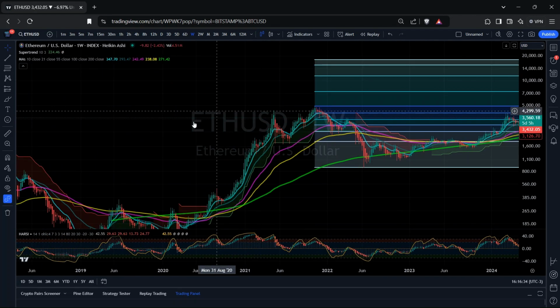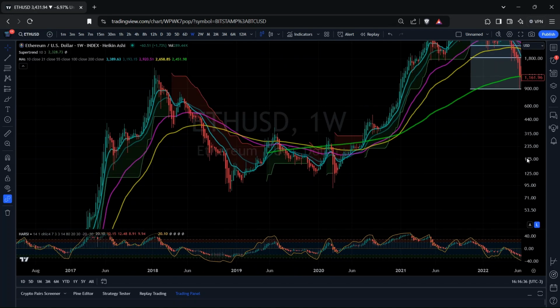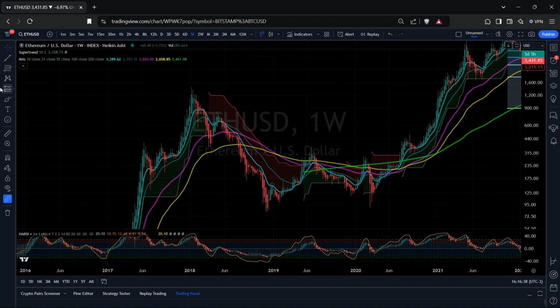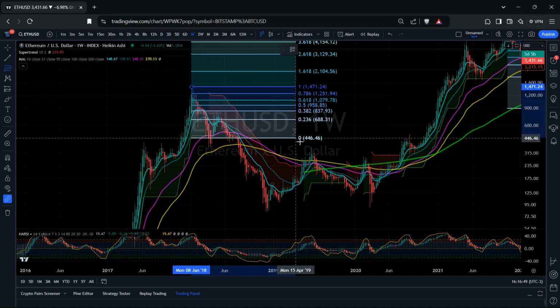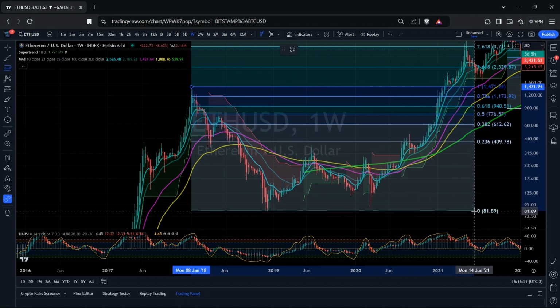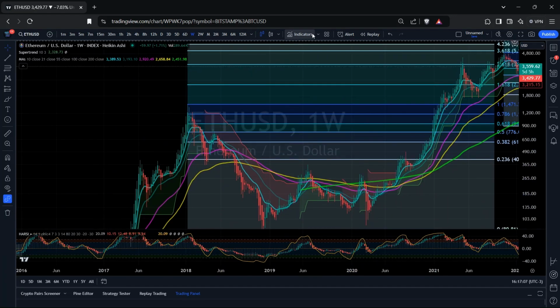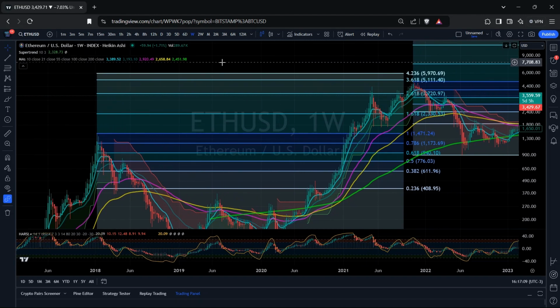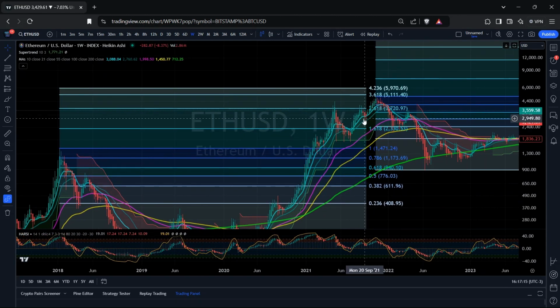If we take the example of the last cycle, you will see that Ethereum topped in January 2018 around $1,400 and it bottomed at $80. The 3.618 level was pretty much around $5,000. And did you see where Ethereum got?